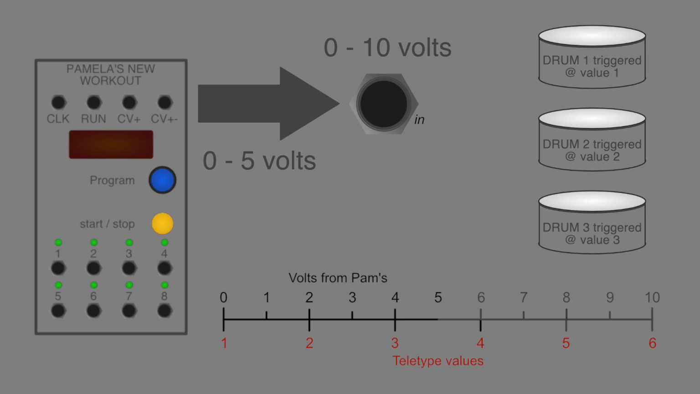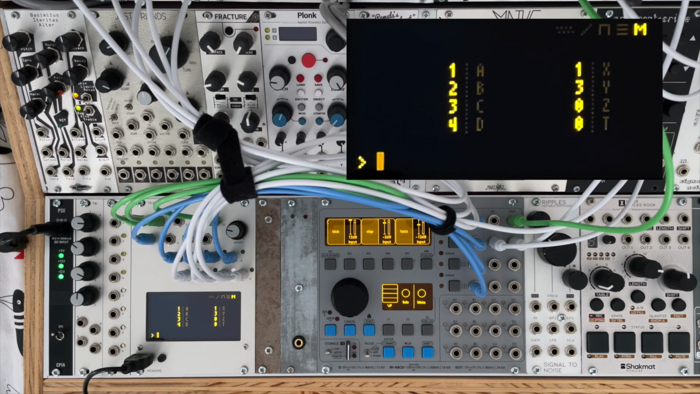0 to 2 volts will trigger drum 1, 2 to 4 volts, drum 2, and 4 to 5 volts, drum 3. So now what you should see when I start the sequence is the in jack providing us with values between 1 and 3, and the drums 1 to 3 being triggered randomly. And in addition to that, when I turn the parameter pot, we should be able to hear the sequence change to a new random seed.